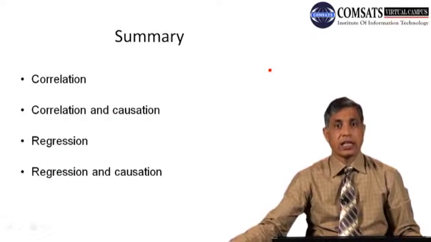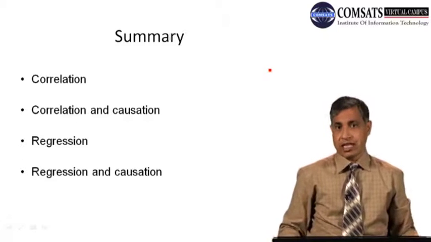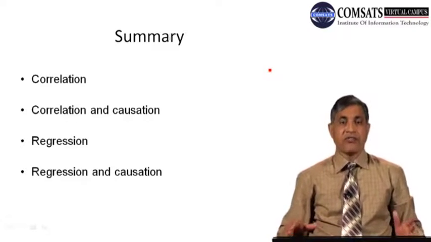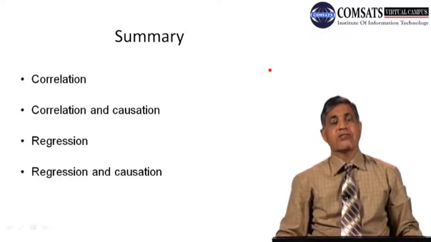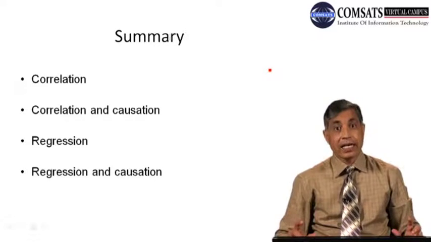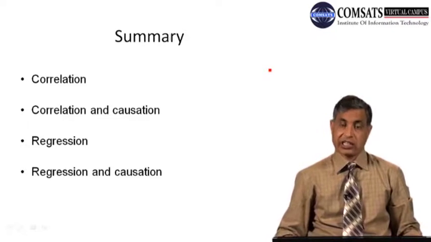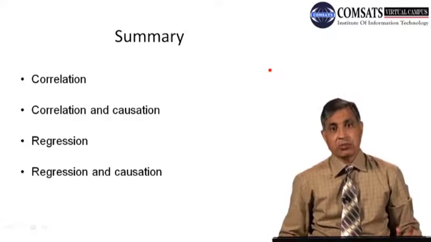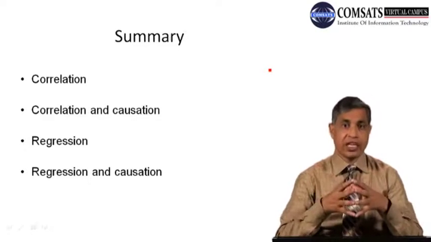So it is, I think, time to wind up our discussion, and I would like to give you a smart summary of today's discussion. What was the discussion? We started from the correlation. Correlation is one of the very interesting and easy measures, and this is called the first quantitative technique. So it is very simple. Correlation is the degree of association between the variables.